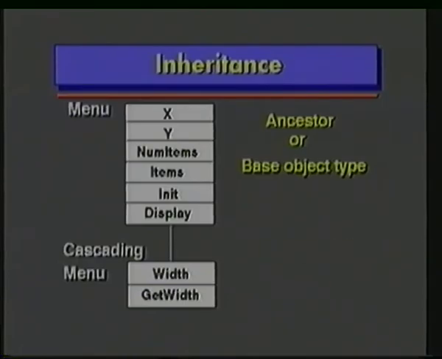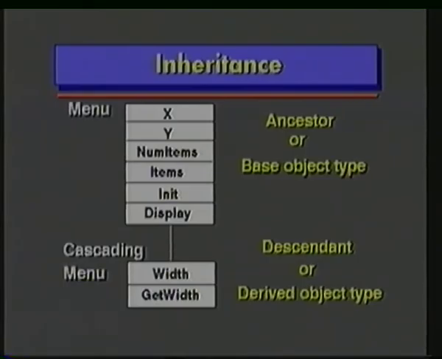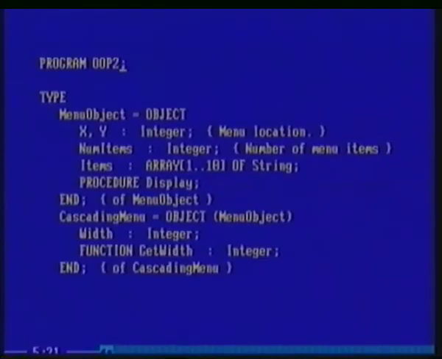All we have to do is define a descendant, or a subobject, of the menu object. A descendant inherits all the instance variables and methods defined for its ancestor, that is, for what we call the base object. Notice that the cascading menu object is defined by the object reserved word followed by the type of its ancestor in parentheses. This indicates that the cascading menu is a descendant of the object type menu object. Cascading menu automatically inherits all the instance variables and methods defined for the menu object type. There's no need to redefine them.